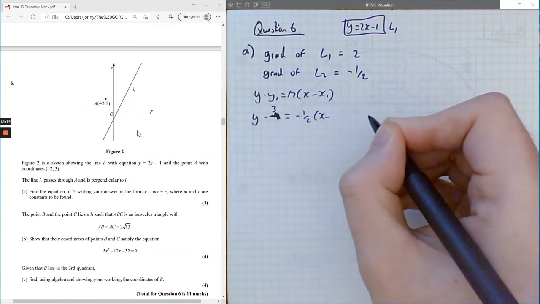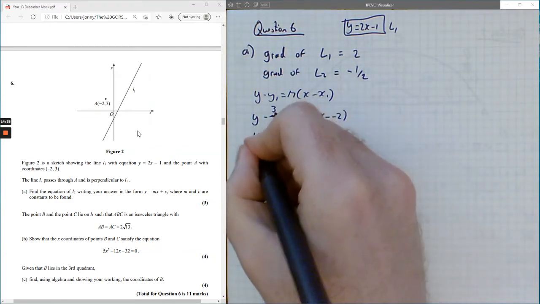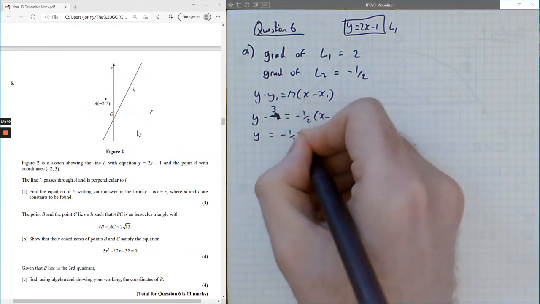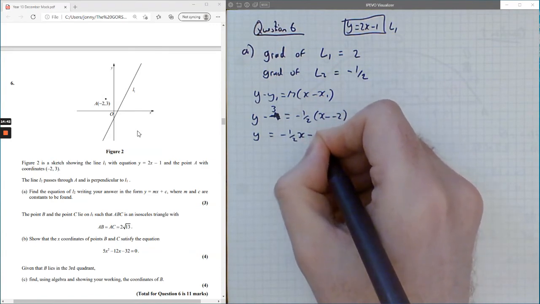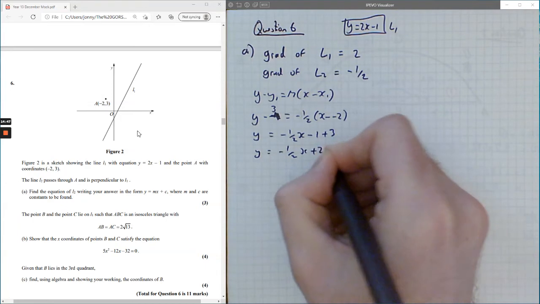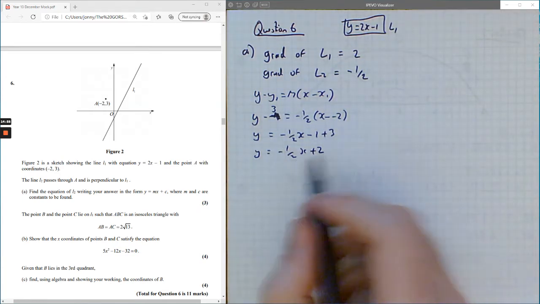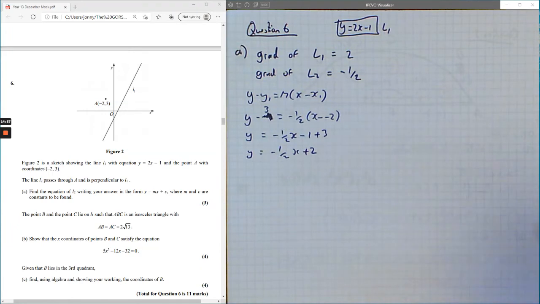The y coordinate is 3 and the x1 is minus 2. So this is y equals minus 1/2 x minus 1 plus 3, y equals minus 1/2 x plus 2. Final answer. Okay, and if we look at the form, it asks us to leave it in the form y equals mx plus c, so we need to leave it in that form.